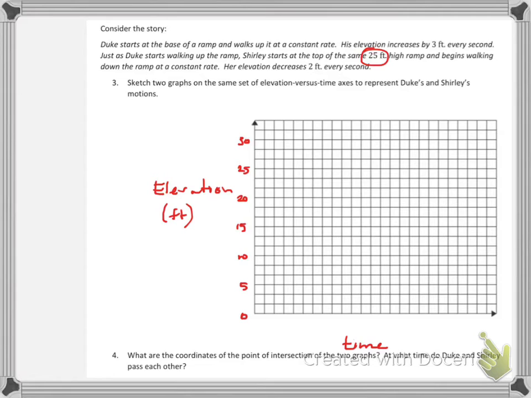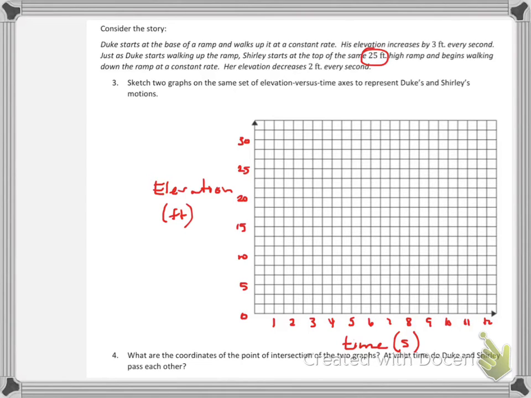So I think I've got 25 there. 12 divided by 25. Every line is going to be worth 0.5 on my x-axis. So that's 1, 2, 3, 4, 5, 6, 7, 8. Here's a 9, 10, 11, 12. This will be 12.5. That'll be good. All right, so there's my time in seconds and elevation in feet. So we're good.